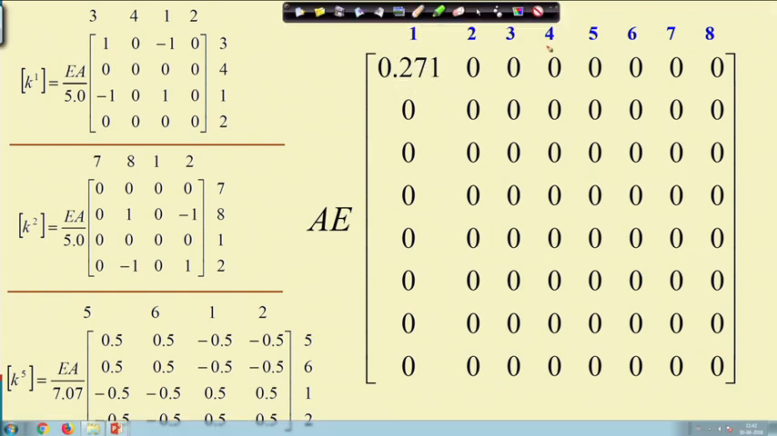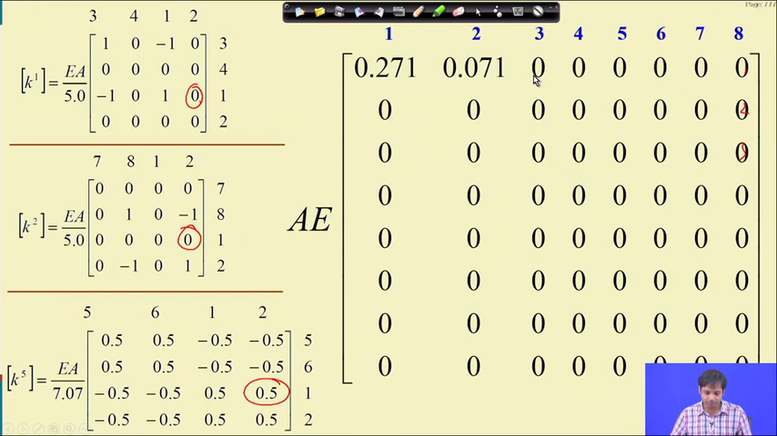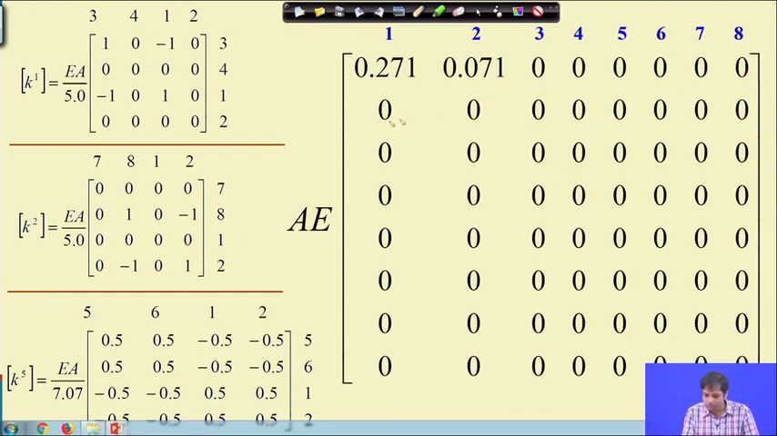Then let us do the 1 2 term. This is the 1 2 term, 1 2 3 4 and so on. You see here, 1 2 term is this one, and then we have 1 2 term is this one, and then we have 1 2 term is this one. So this 1 2 term will be this plus this plus this, and if you substitute these values here, it will be this.